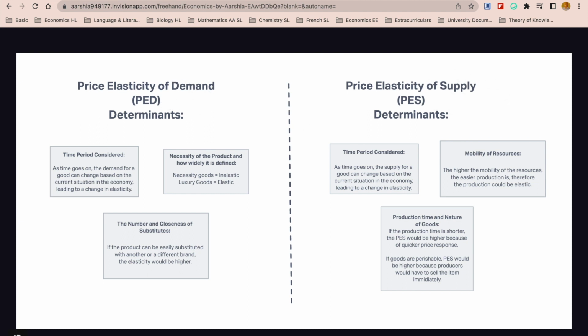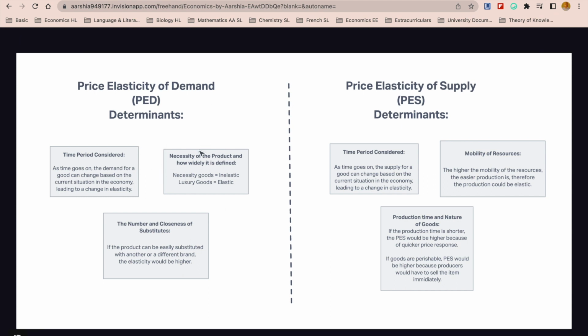So note that I often use the phrase "demand or supply" because there is actually a lot of overlap in the concept of PED and PES. They're very similar, with the only difference often being some of the determinants and the fact that we are either discussing the nature of demand of consumers or the nature of supply of producers.